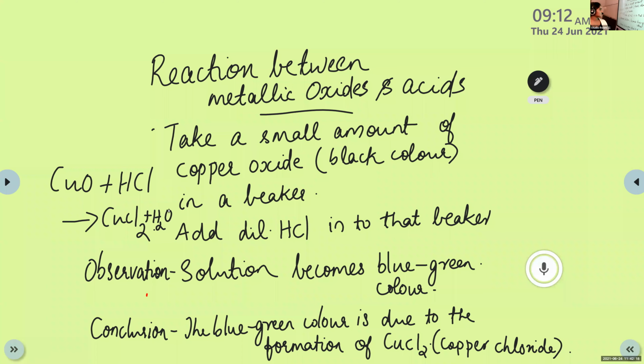Manjida, can you please read the steps? Take a small amount of copper oxide in a beaker and add dilute hydrochloric acid in that beaker. The solution becomes blue-green color, and the blue-green color is due to the formation of copper chloride. Please read that chemical reaction equation also. Manjida. Yes. CuO plus HCl gives CuCl2 plus H2O. Okay.